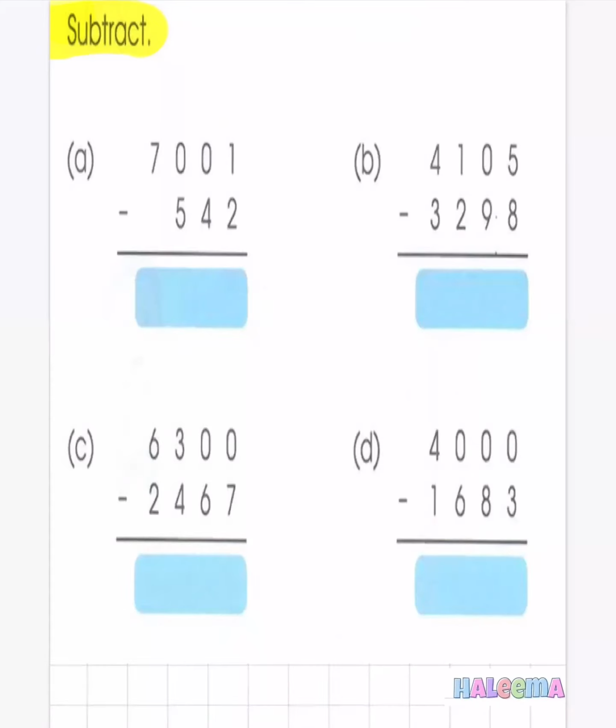Let's subtract again. I hope by this time you remember that we have to start off from the ones place and then move forward, right? In this case, 1 minus 2 is not possible. What we're going to do is borrow from our next neighbor. Oh God, our next neighbor is a 0. What are we going to do? Let's borrow it from the other neighbor. Oh no, this one is a 0 too.